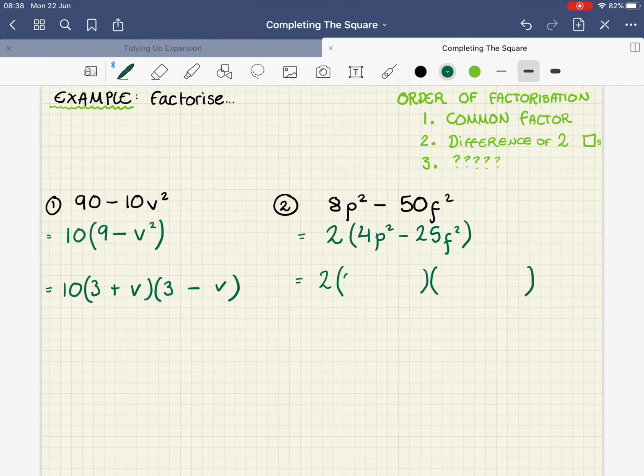So square root of 4 is 2. Square root of p squared is p. Square root of 25 is 5. And then square root of f squared is f. And then I change the sign. And that's all you need to know for difference of two squares.